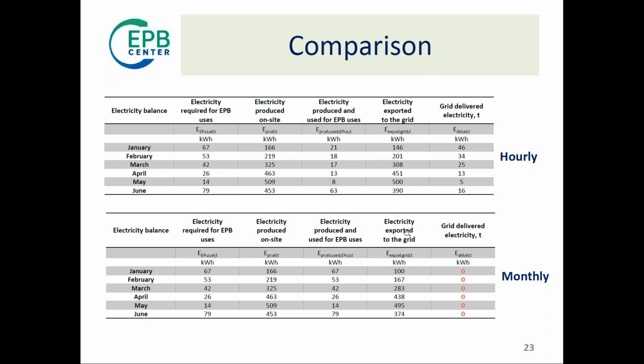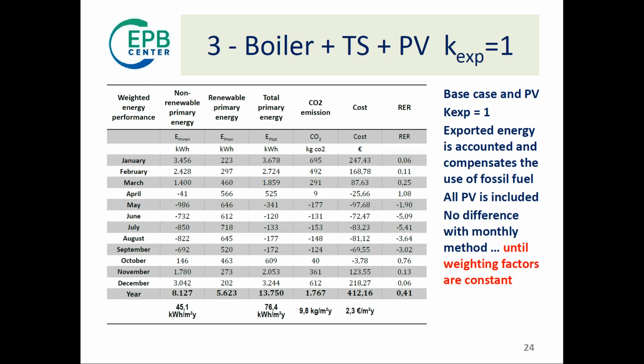Of course, here we are dealing just with auxiliaries, so it's not a big amount, but the same issue, much more important, you will see when we deal with a system like a heat pump. So you could use K exported equal 1. It's the same test of the gas base case with our boiler, and we have introduced also the photovoltaic. In this case, we are including the exported energy into the energy performance. So you see that we have several months where the energy performance is negative, because we are exporting more energy than we are using.